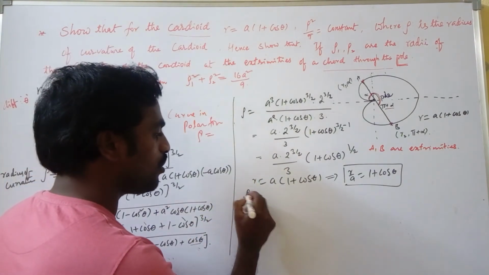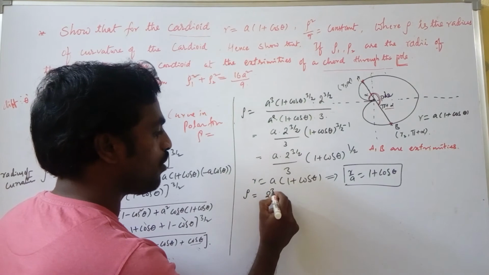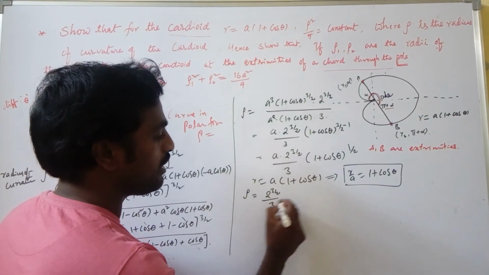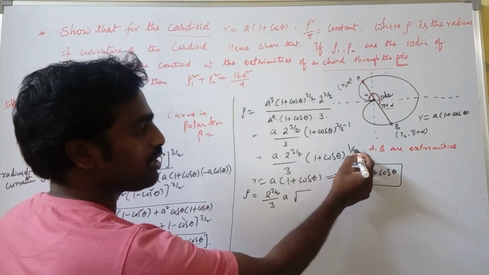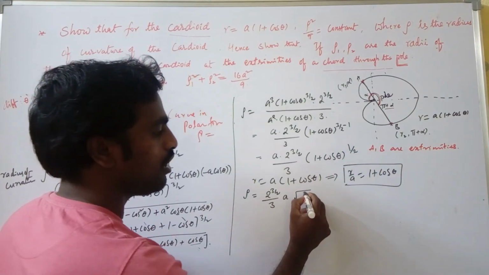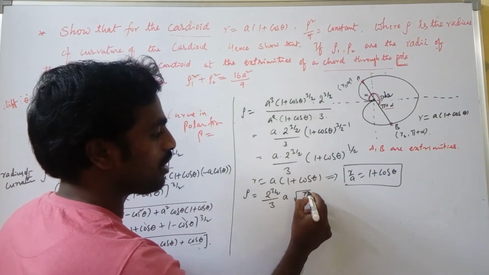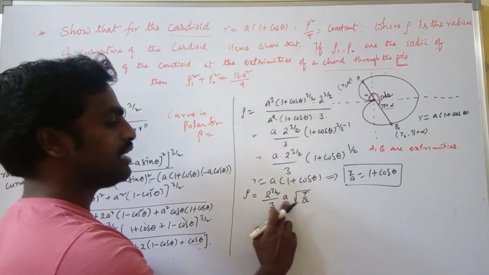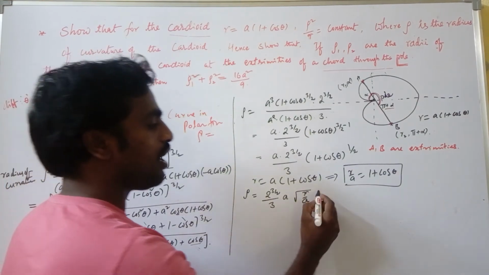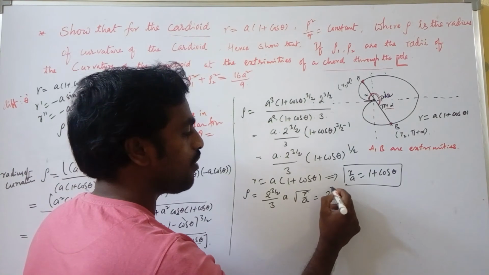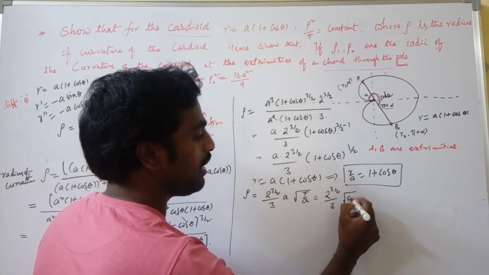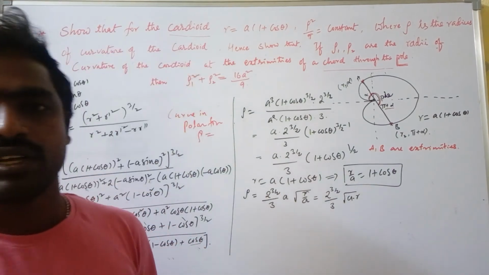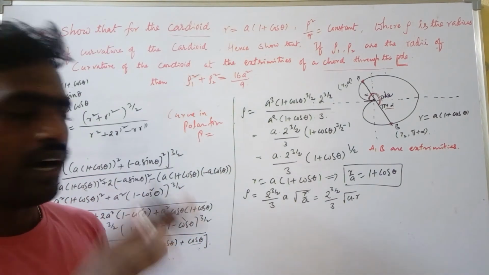So finally, rho is equal to 2 power 3 by 2 by 3 into a, next under root, all power 1 by 2, means under root r by a. Numerator is a, denominator is root a. So after cancellation you get 2 power 3 by 2 by 3 under root a into r. Under root a, so in that root, a into r is the inside.